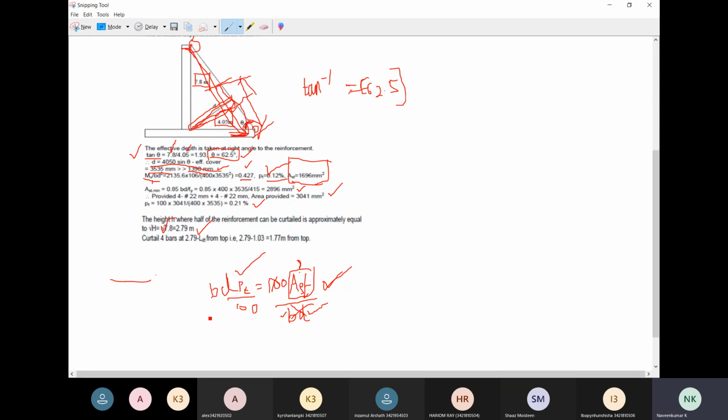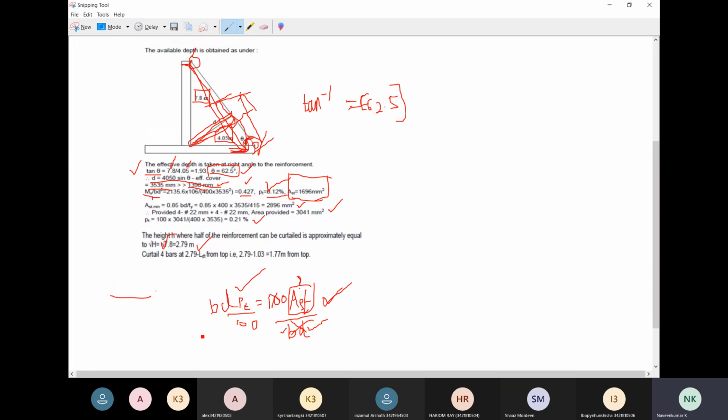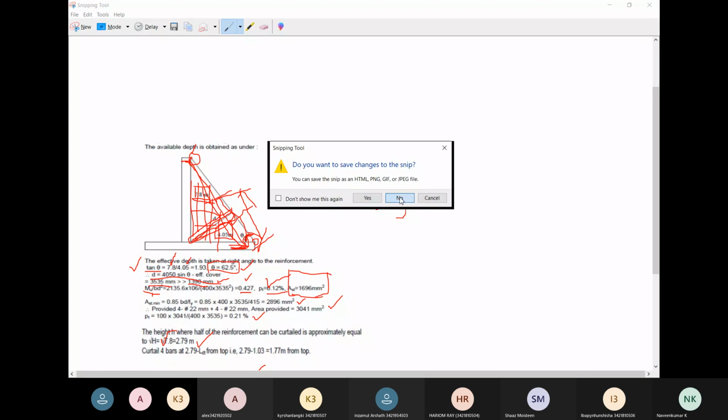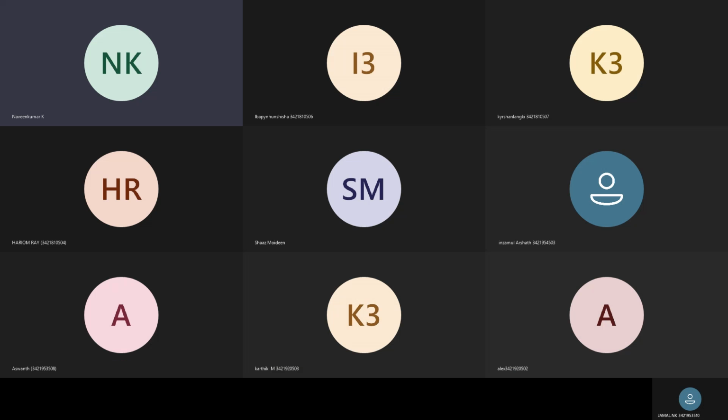After providing the curtailment reinforcement, what is the other kind of reinforcement to be provided? The inner side of the counterfort also has to be reinforced with supplementary reinforcement along the vertical as well as the horizontal direction. So these are the two different kinds of reinforcement provided in the case of the counterfort support of a retaining wall. I'll show it one more time.